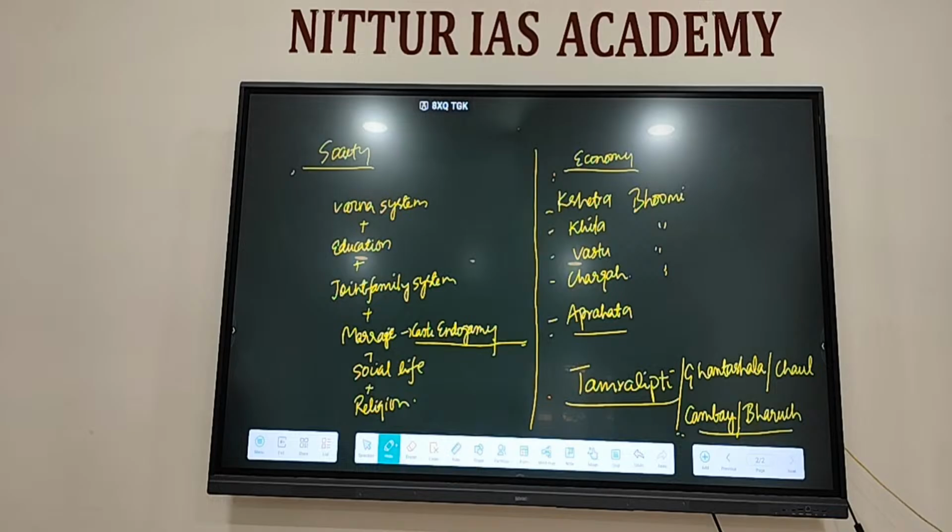Last period. There is a rise and growth of self-sufficient villages. Self-sufficient villages, and long distance trade declined.